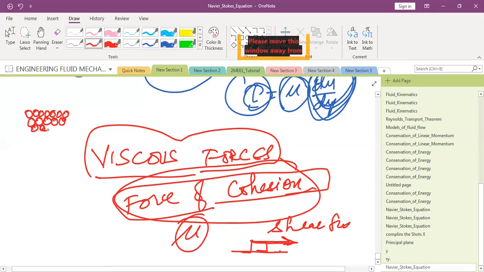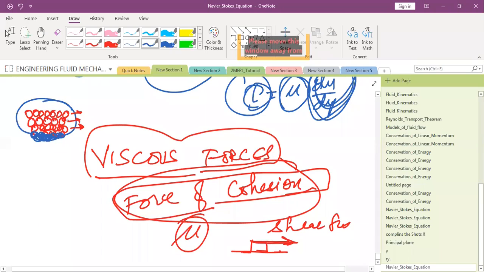Till now you have been doing like this. That is, you are pulling, or say these molecules are moving in this direction. You suddenly stopped these blue molecules. Due to stopping of these molecules, because the red molecules are in force of attraction with these blue molecules, these will also slow down. That was what you conceived of shear stress.